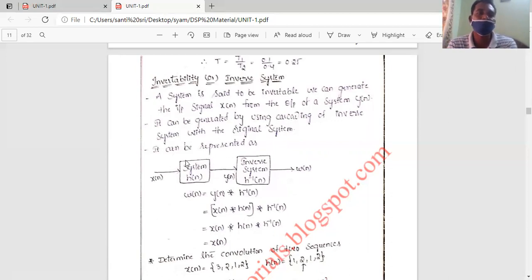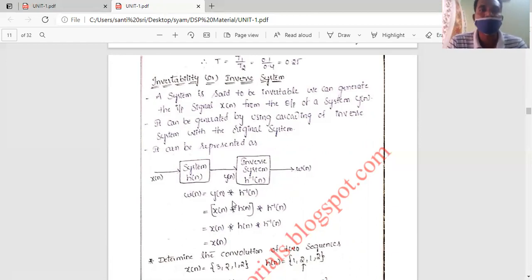Here h of n is the original system, h inverse of n is its inverse system. These two are connected in a cascaded manner. It can be represented like this: x of n is the input of the system h of n, y of n is its output, and y of n is also the input of the inverse system, and omega of n is nothing but its output.